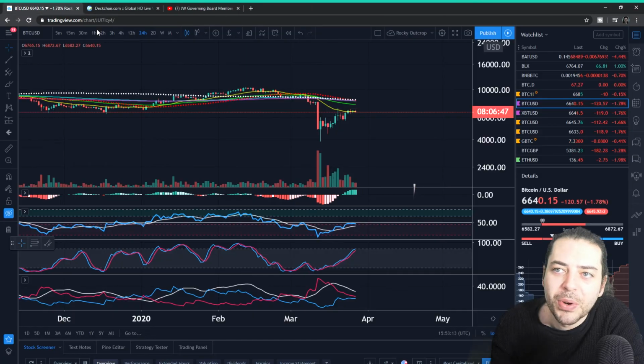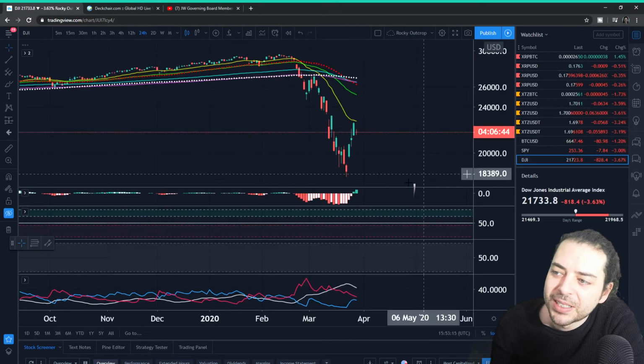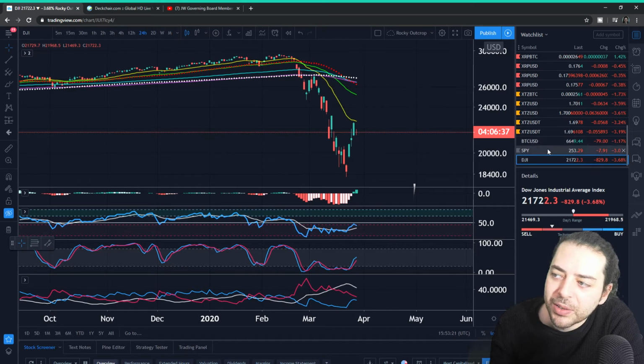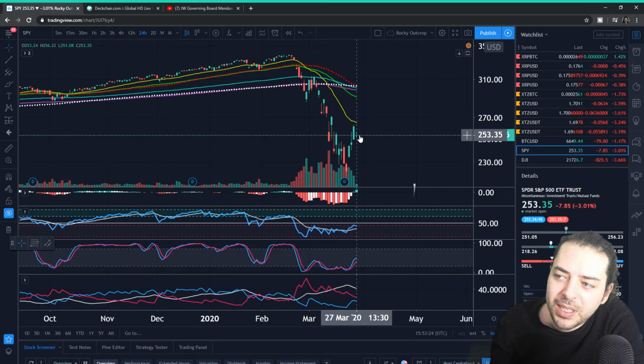I'm just kind of drawing the point that here on the Dow Jones, we've got a red day today at the minute. It's a doji currently, and over here on SPY, similar deal, but it's green.